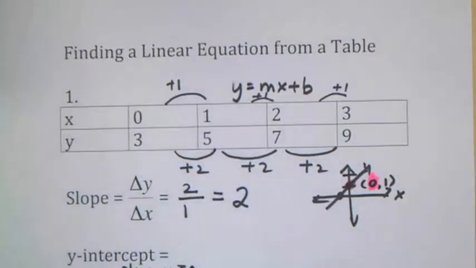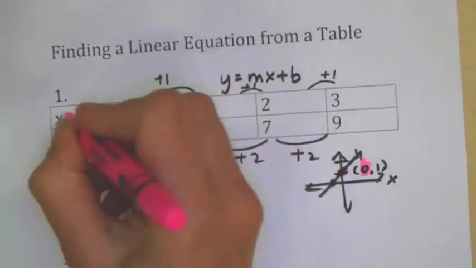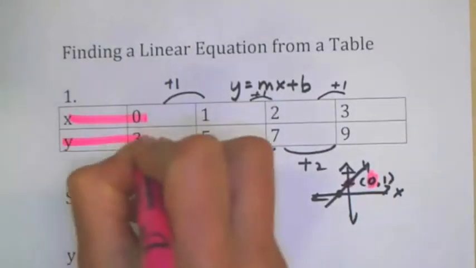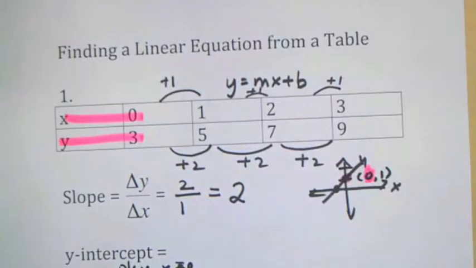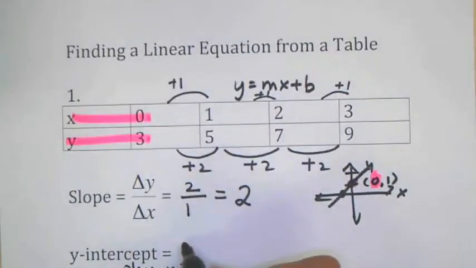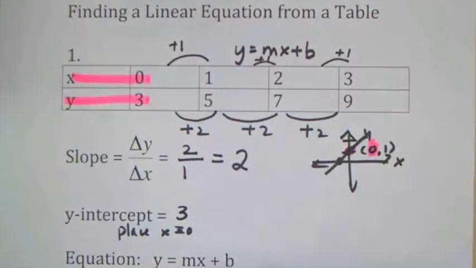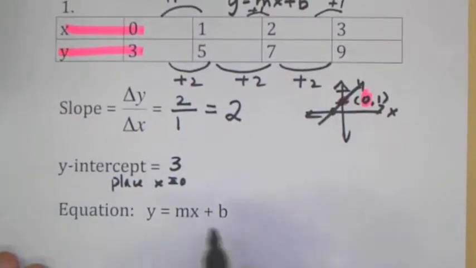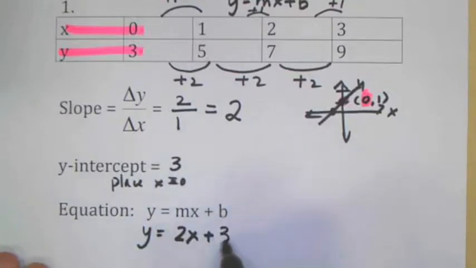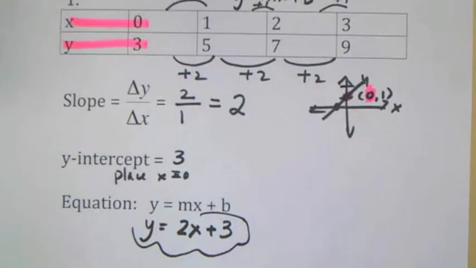If you look at your table, you can see here's an x equal to 0, so that value right there is actually my y-intercept. So the 3. Now, plugging this information into our slope-intercept form, we have y equals, the slope was 2, x plus, and the y-intercept is 3. So that's the equation for that line from that table.